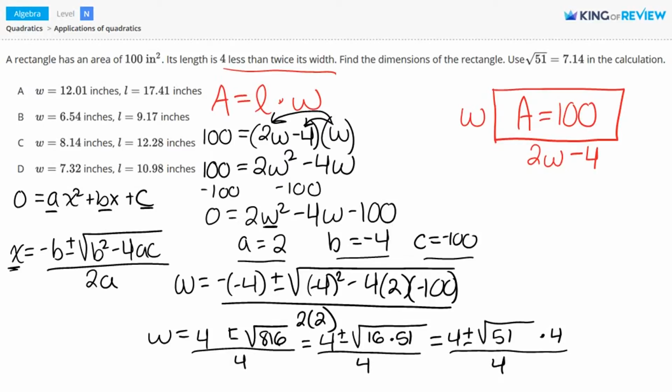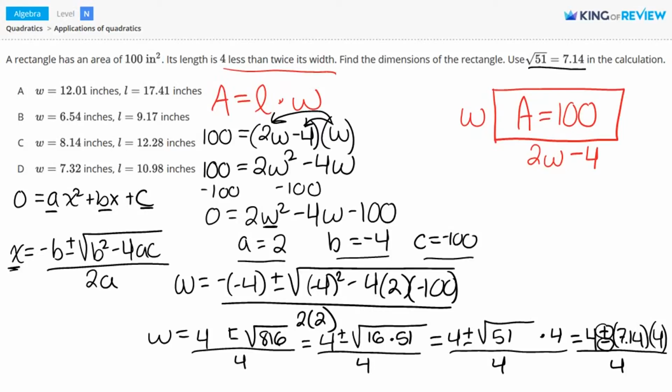Now up here in the problem, it said to use the square root of 51 equals 7.14. So let's do that. We have 4 plus or minus 7.14 times 4. And this is all divided by 4. So we're going to have two values for w. One will be calculated using this plus sign, and the other will be calculated using the minus sign. So what are the two values for w?